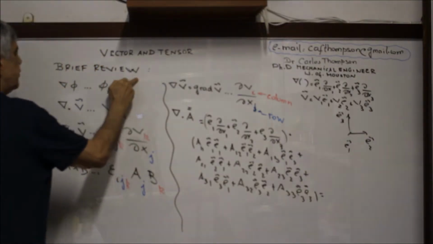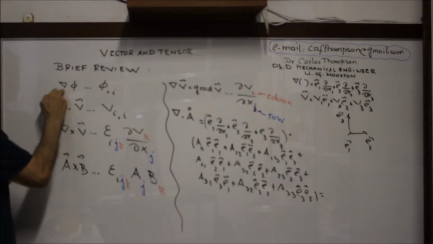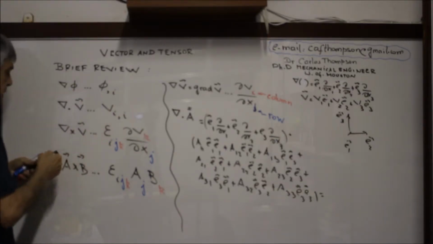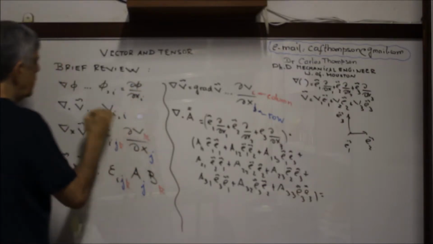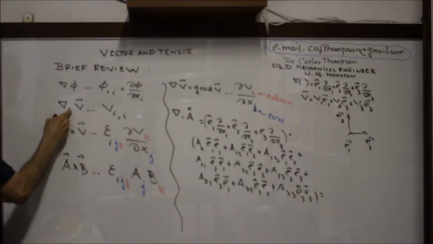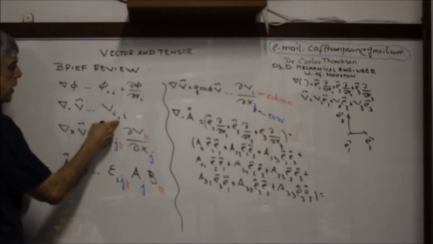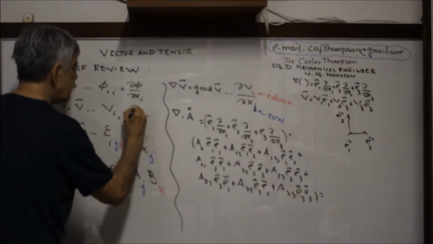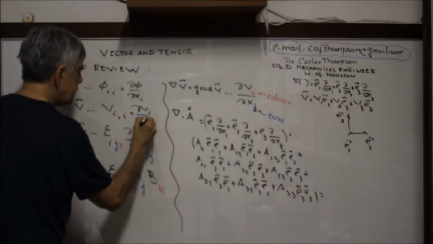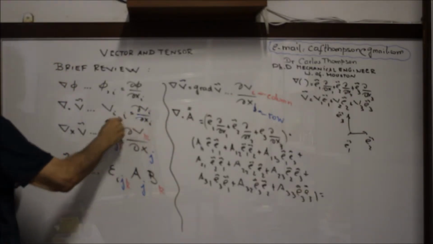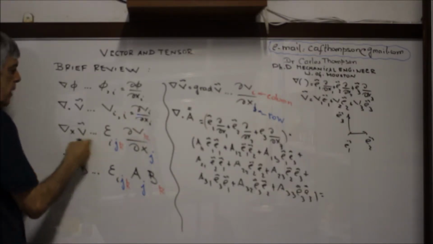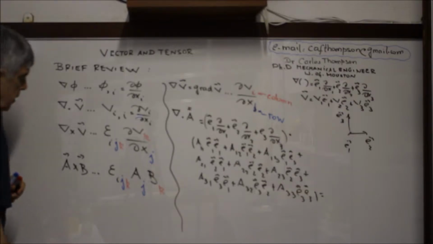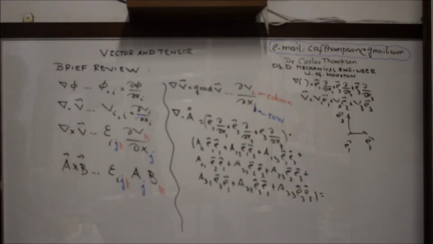So, it's a brief review. The gradient of phi is phi comma i, the same as partial of phi with respect to xi. This is a vector. Now, the divergence of v is vi comma i, the same as a summation. This is xi, so this is a dummy index, so it can sum. Now, the rotational of v is just what we did right now. We did this just minutes before.